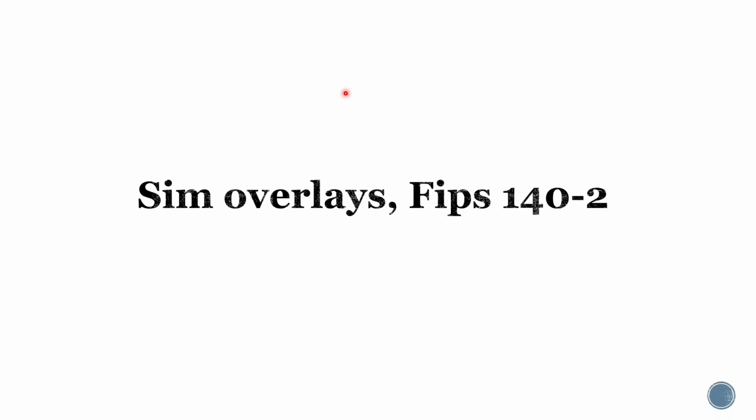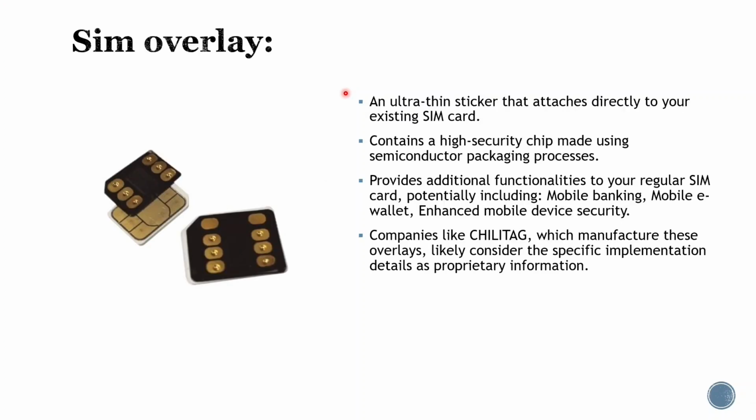In this part of the presentation, we'll be going through the technology of SIM overlays and the FIPS 140-2 standard. SIM overlays: this is an ultra thin sticker that attaches directly to your existing SIM card. This contains a high security chip made using semiconductor packaging processes. Now this SIM overlay provides additional functionalities to your regular SIM card, potentially including mobile banking, e-wallet, enhanced mobile security, etc.